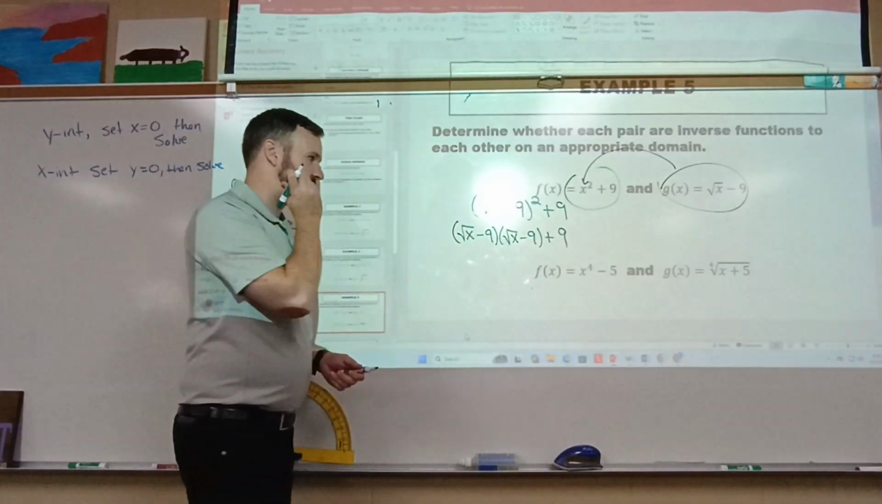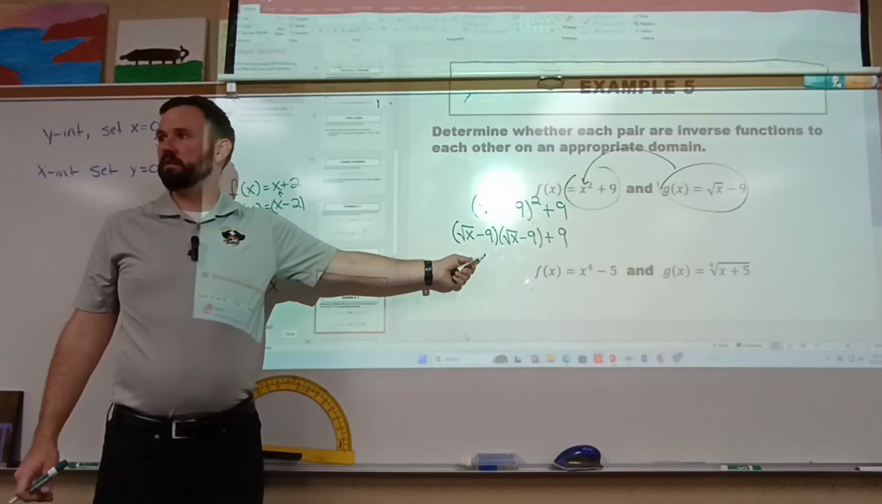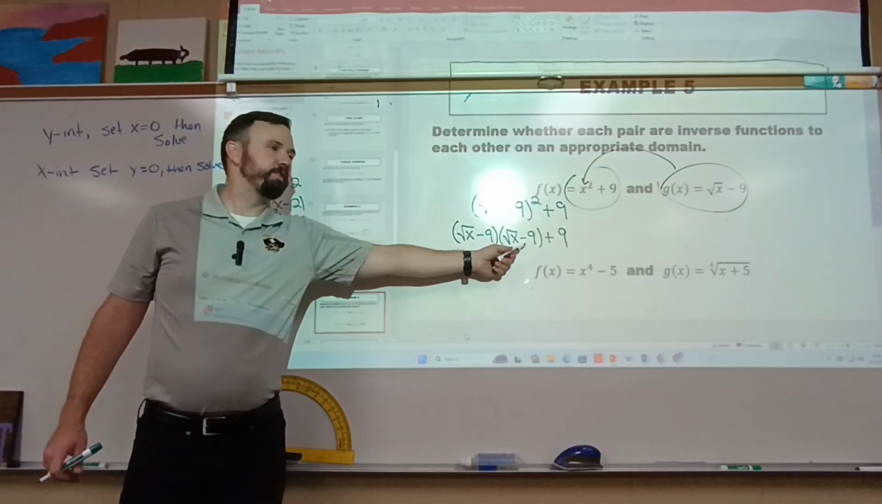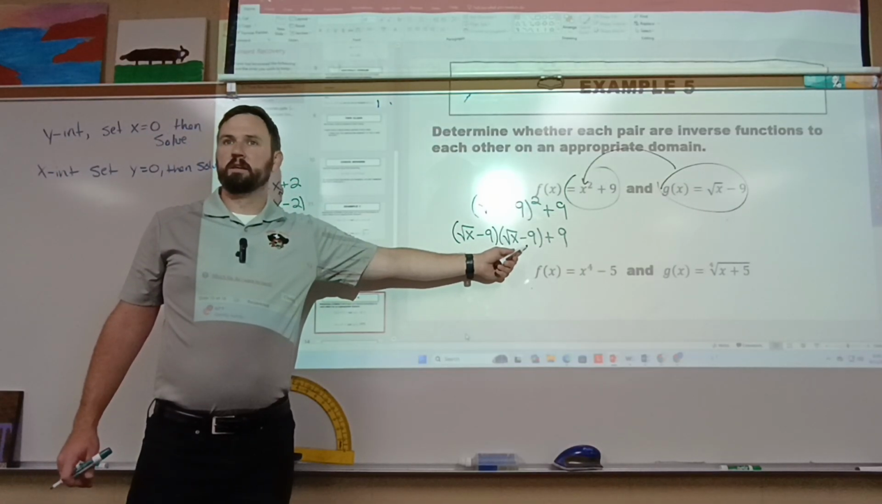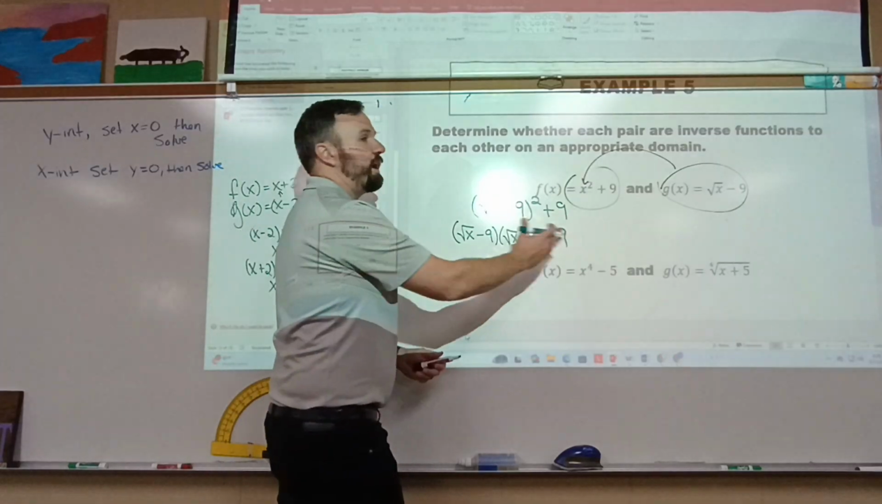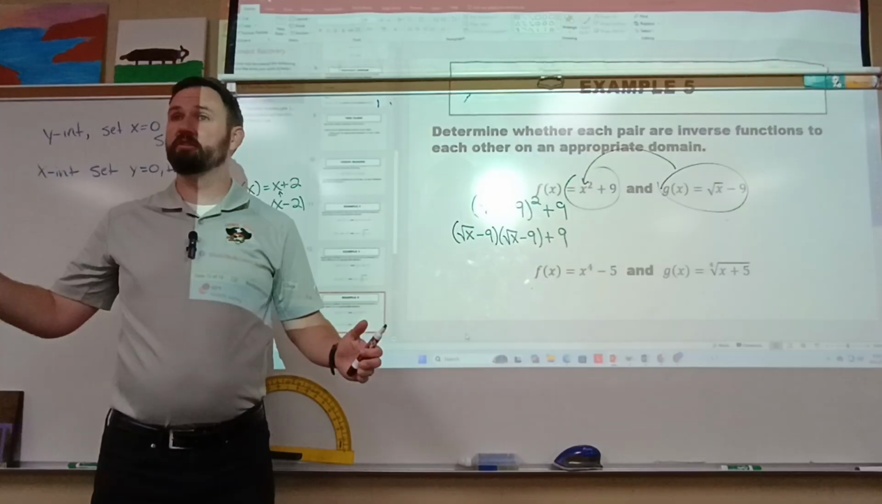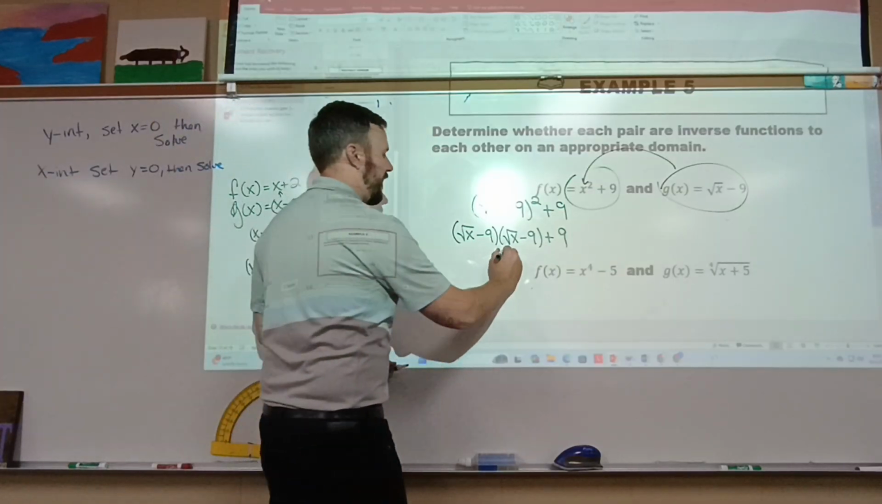Now here's my question. If I FOIL that out, is there any shot at all that it's going to cancel out? Well, what's negative 9 times negative 9? 81, right? Is 81 going to cancel out with 9? No. So do I have to do the whole thing, or can I look at it and think there's no shot that this is going to be an inverse? Yeah, this is absolutely not.